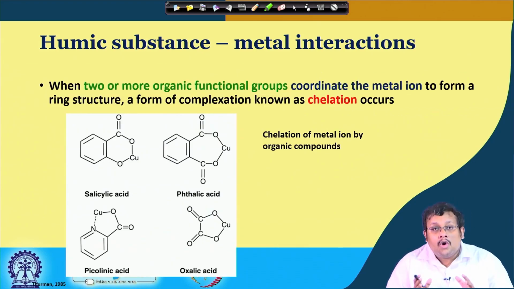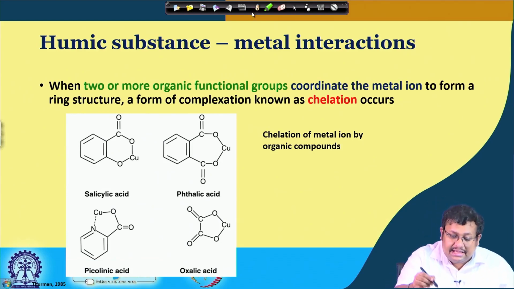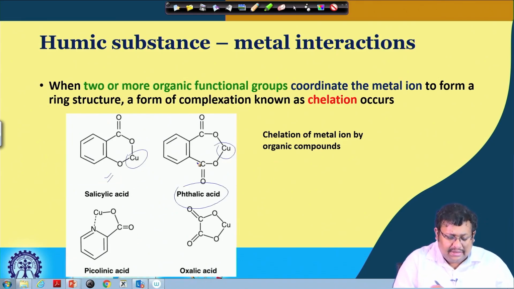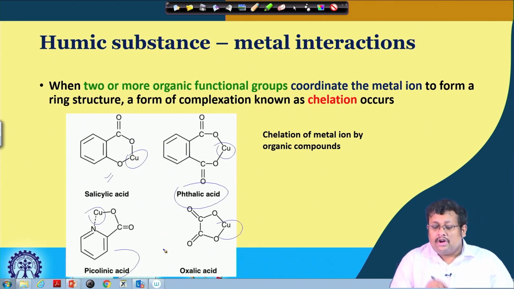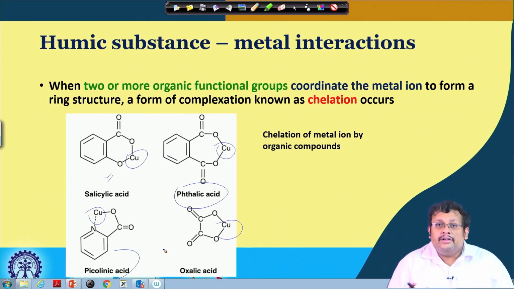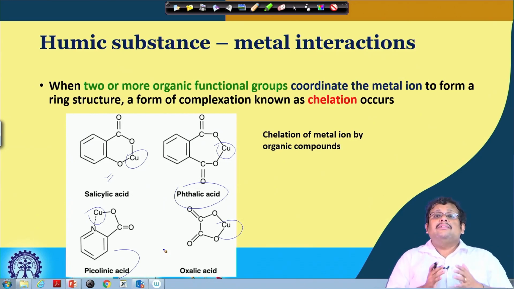When two or more organic functional groups coordinate a metal ion to form a ring-like structure, a form of complexation occurs, known as chelation. You can see here the chelation of metal by organic compounds: salicylic acid chelating the copper, phthalic acid chelating the copper, picolinic acid also chelating the copper, and oxalic acid chelating the copper. So different organic compounds coordinate with the metal ion to form a ring-like structure, and remember that it is always two or more organic functional groups. This is how chelates occur.